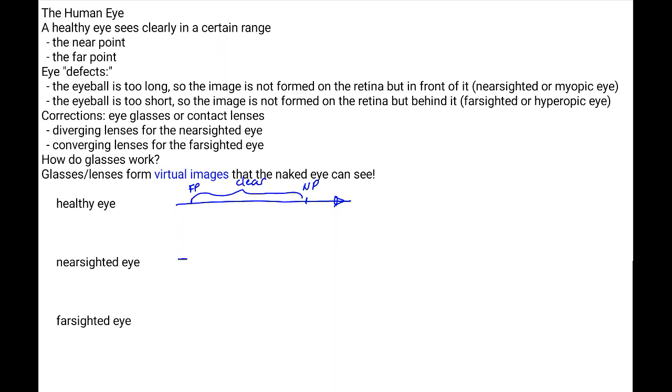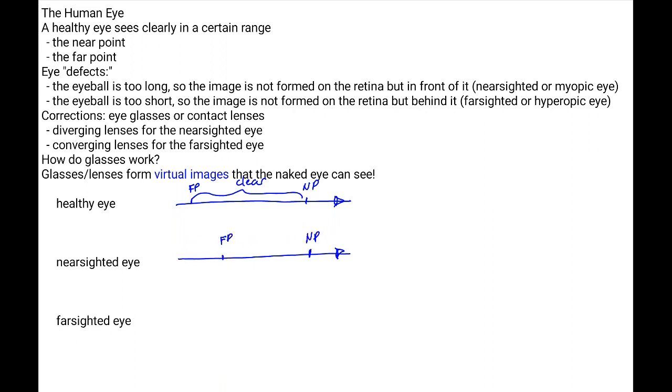Now, for the nearsighted eye, here is a nearsighted eye, and for the nearsighted eye, the near point is fine. It's actually usually closer to the eye than the near point of a healthy eye. But the far point is somewhere closer. So the nearsighted eye sees the near point, but things that are any farther away than this location become fuzzy. So I didn't finish writing FP for far point, NP for near point.